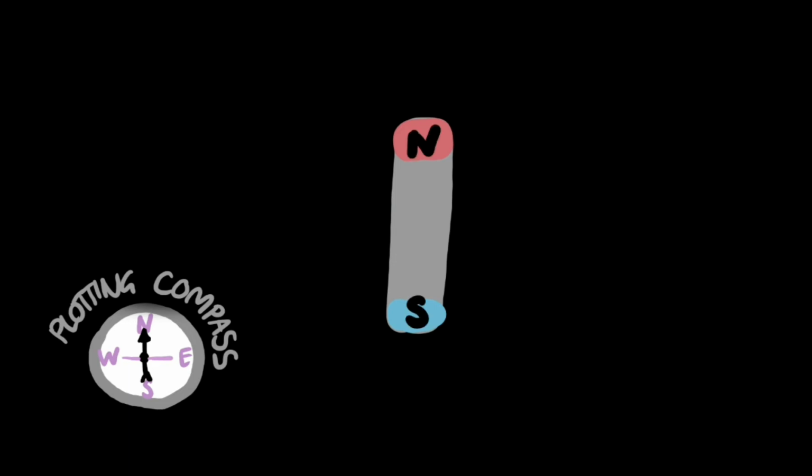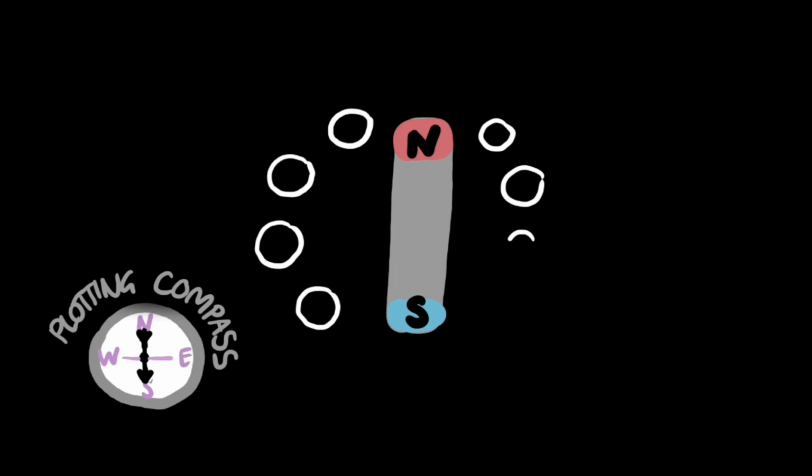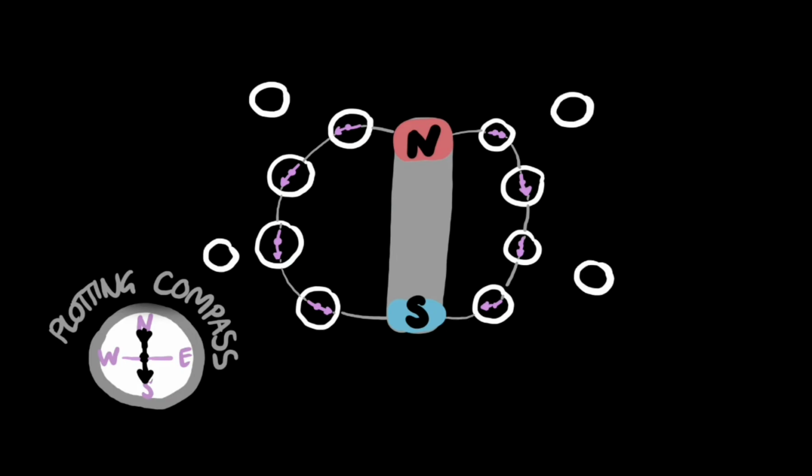What you do is you place the compass at different points near the magnet, and you'll notice that the arrow points from the north to the south. If you look at all these purple arrows, they represent the plotting compass, and if you place them where they are, that's where they point. No matter where you place it, as long as it's within the region of the magnetic field, it will always point from the north to the south.